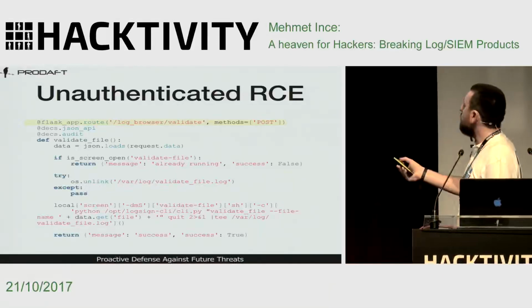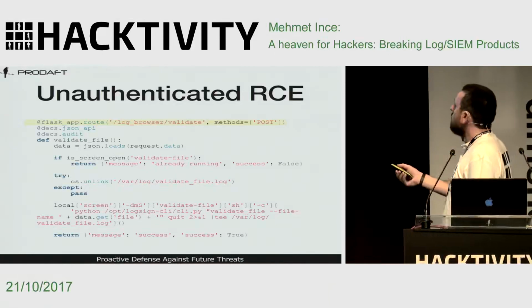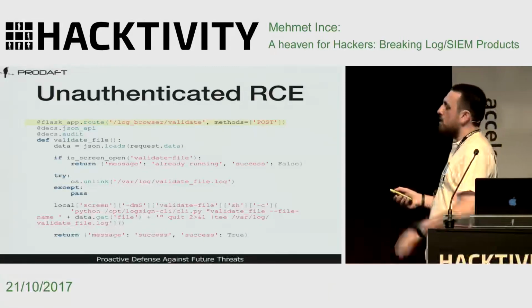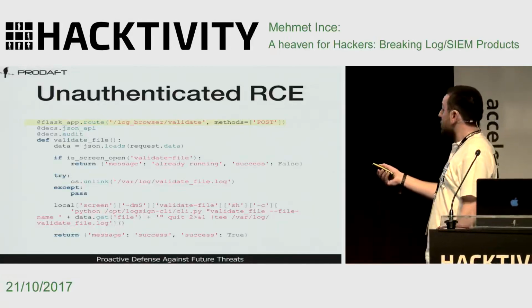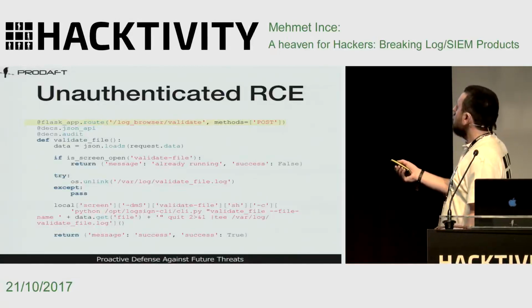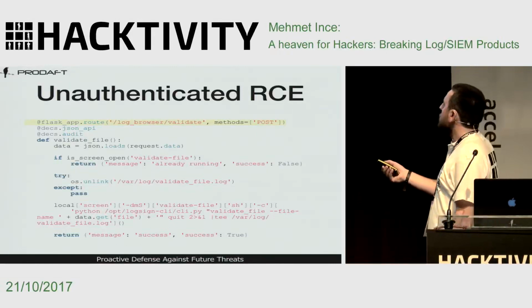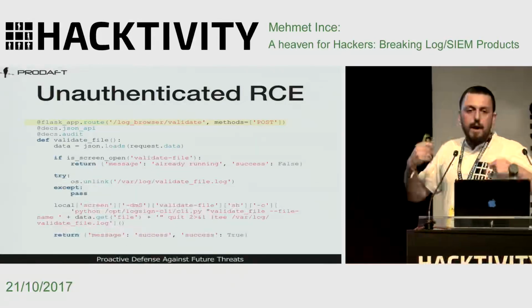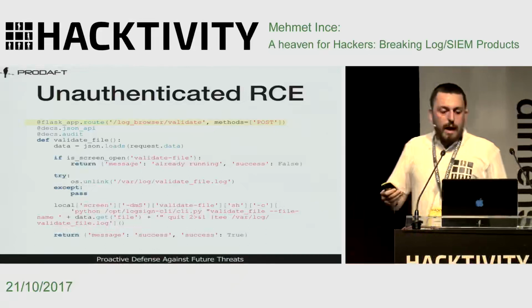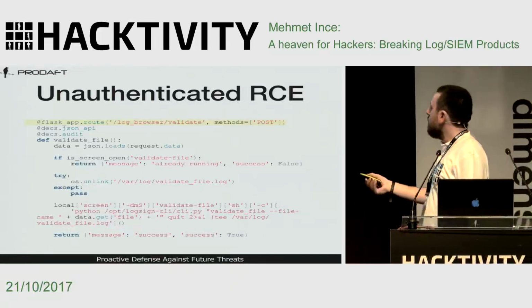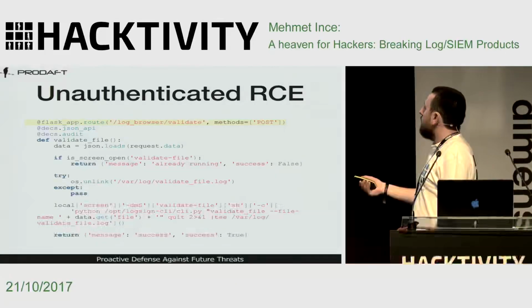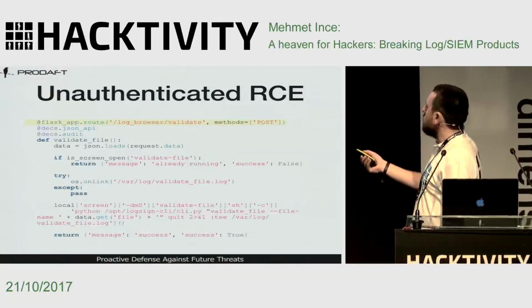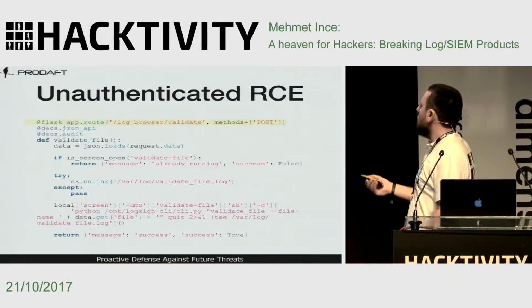If you keep reading the source code, it takes the post data, just the body of the HTTP POST request, and it puts the data into the data variable. And then it just looks for is screen open. It's just looking for, do I have any running process right now? And then here's what we need to understand. It just gets the file parameter from the JSON object because it loads data with the JSON call.